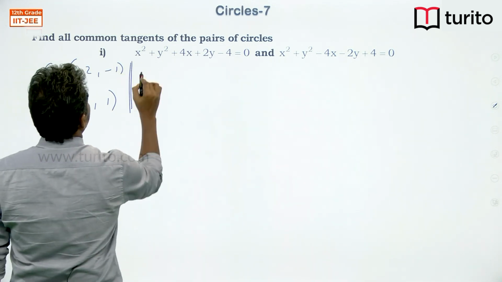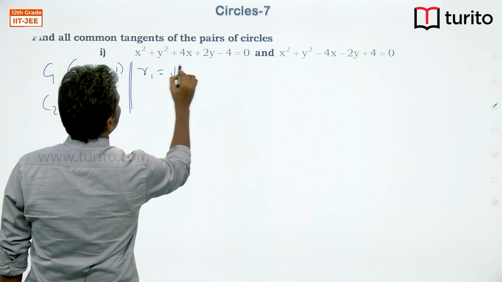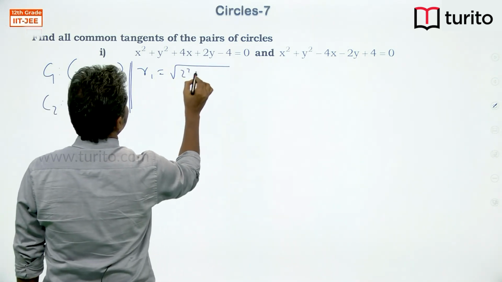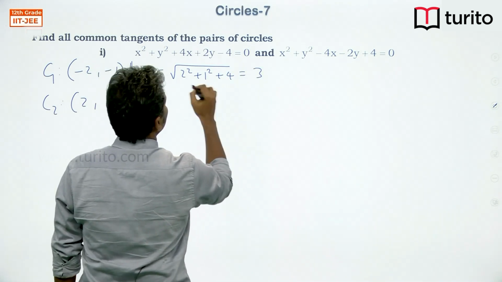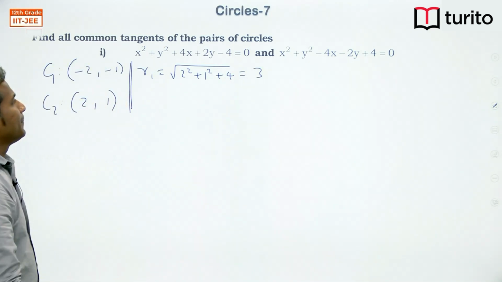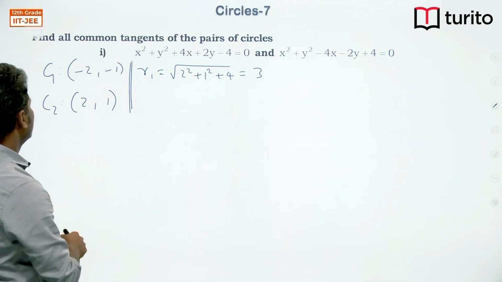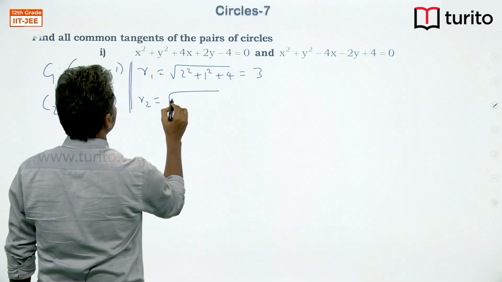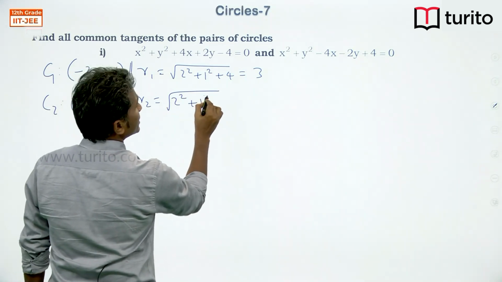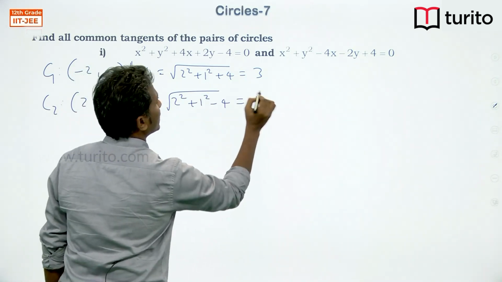Now I will calculate the radii. R1 is going to be root of 2 square plus 1 square plus 4, which is root of 9, which is 3. Also for the second one, R2 is going to be root of 2 square plus 1 square minus 4, which is 1.